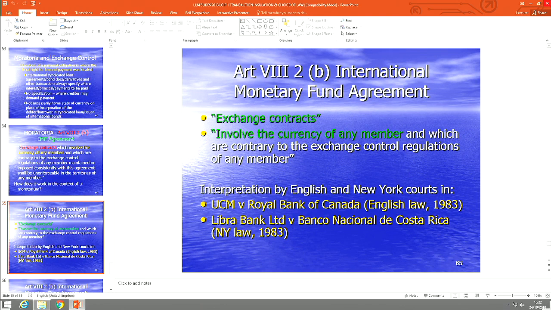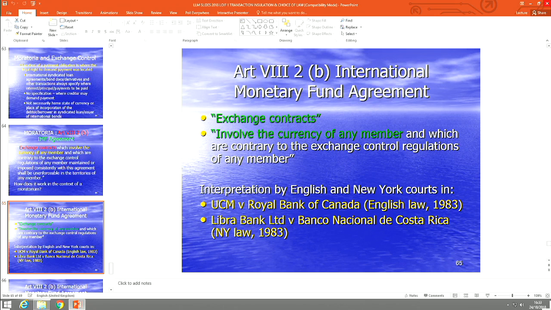Now, there's a series of cases, both in the UK and in New York, which have analyzed and interpreted Article 8.2b of the IMF in relation to moratoria imposed by Argentina, by Russia, and all the other countries which have imposed moratoria. The interpretation of the English and New York courts, both of which were actually in 1983, one in England, UCM and the Royal Bank of Canada, and in the US, Libra Bank and Banco Nacional de Costa Rica, came to exactly the same conclusion. This is as if they've just phoned each other before the judgment.